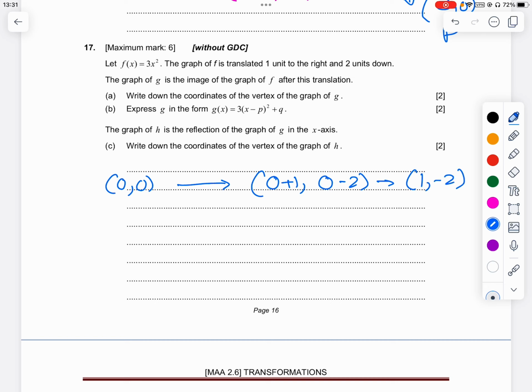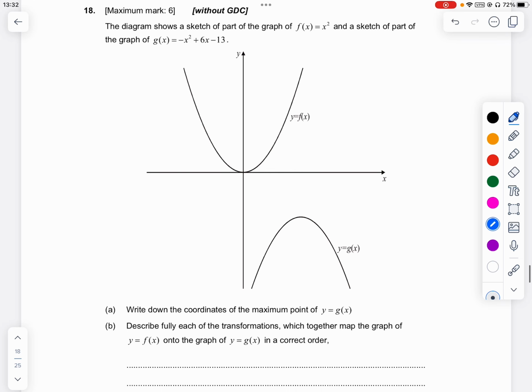Express g in the form of 3 of x minus p whole square plus q. So 3 of x minus 1 whole square minus 2. The graph of h is a reflection of the graph g on x-axis. Reflection on x-axis. Write down the coordinates of the vertex. So 1 comma negative 2 reflection will be 1 comma positive 2. Question number 18.